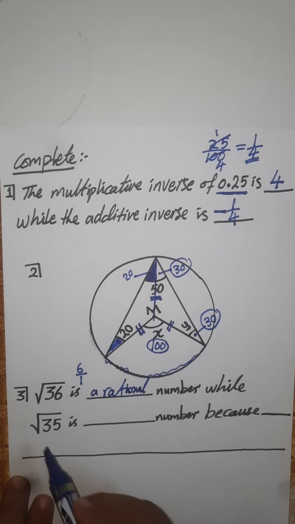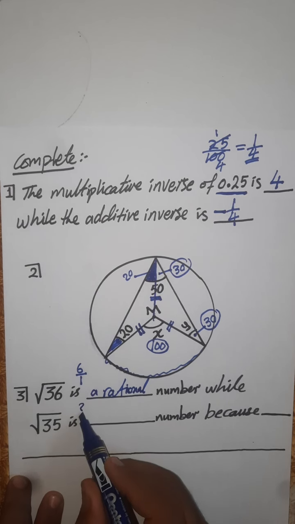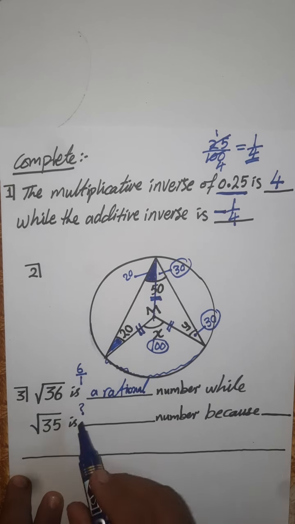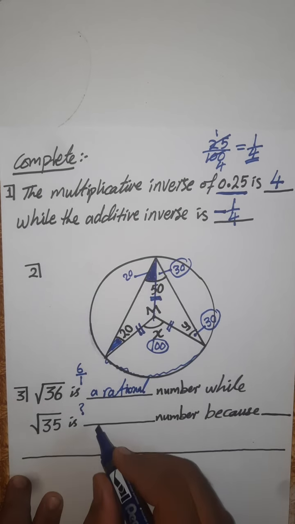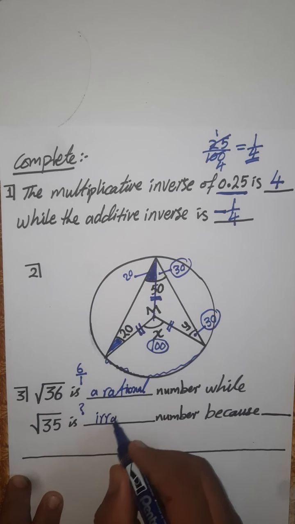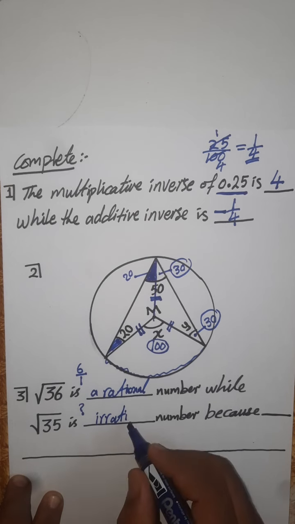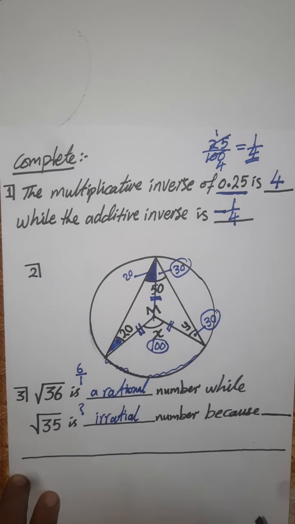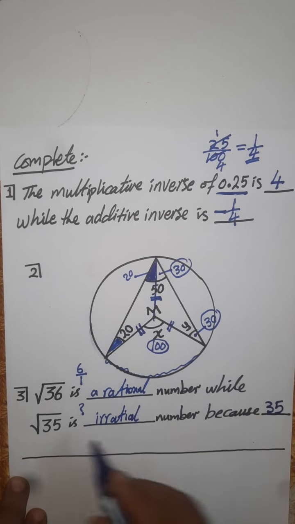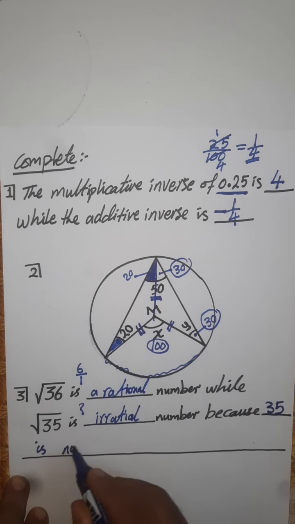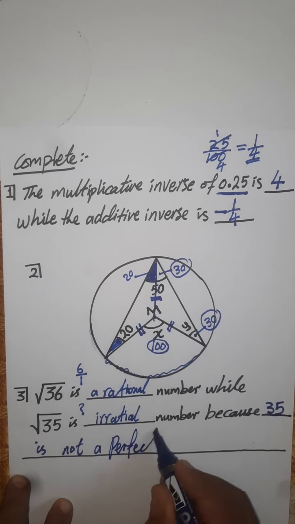Square root of 36. While square root of 35, do you know the square root of 35? No. Since you don't know the square root of 35, that makes the square root of 35 an irrational number. Why? Because we can't write it in the form of a over b. We don't know what the square root of 35 is. So this is an irrational number. What's the reason? Because 35 is not a perfect square.